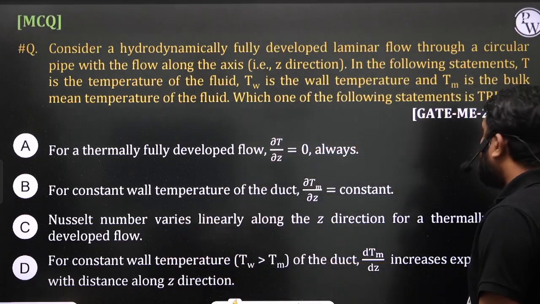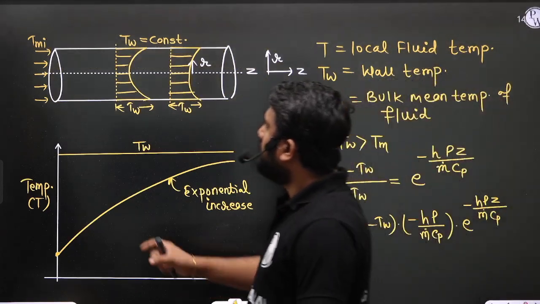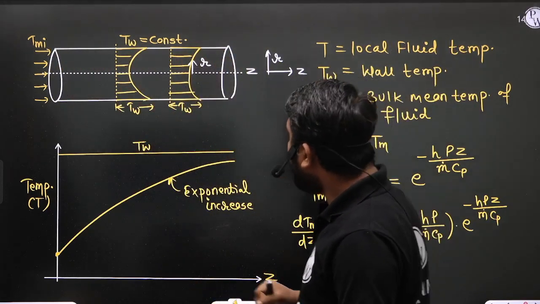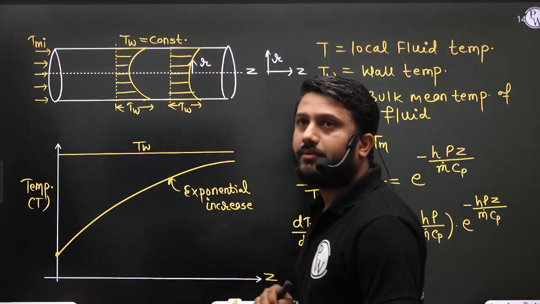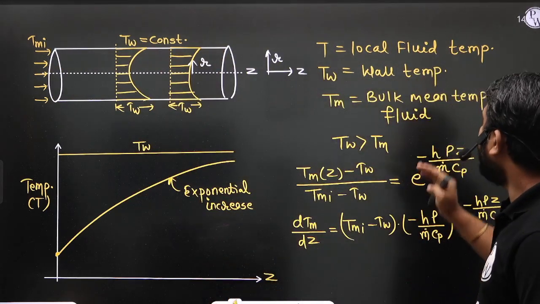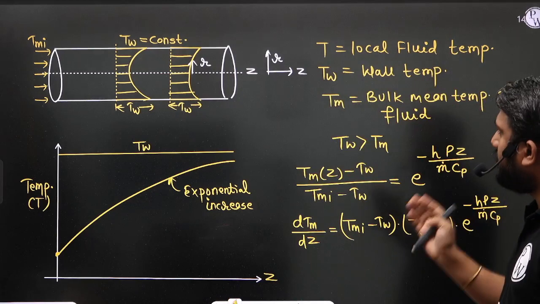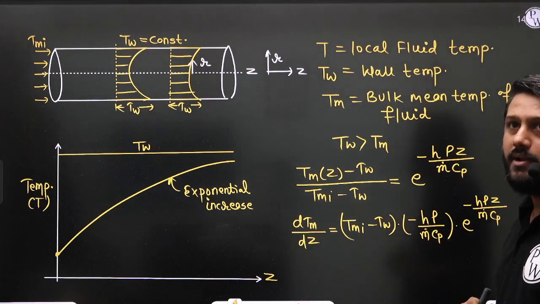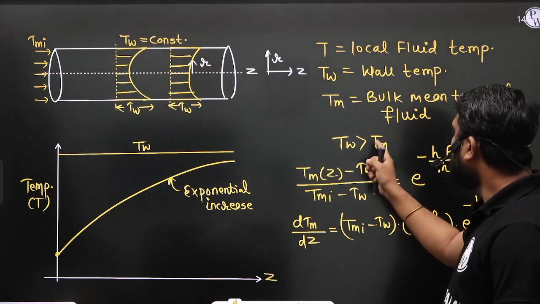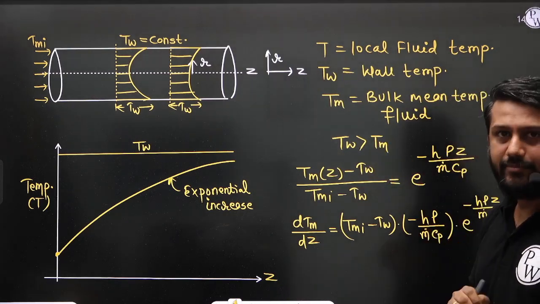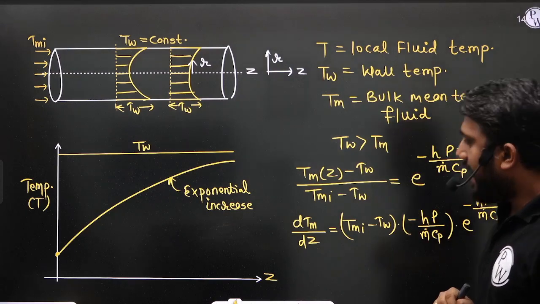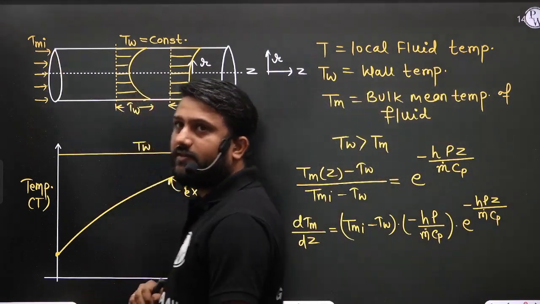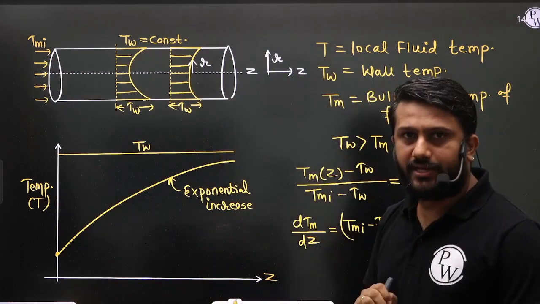Now, if you see this problem, this is the pipe, and the pipe wall temperature is Tw. Local fluid temperature is T, and Tm is the bulk mean temperature of the fluid. It is mentioned in the problem. And for understanding the problem, what I am assuming here, Tw is greater than Tm. And at the inlet of the pipe, the bulk mean temperature of the fluid is Tmi. That I am assuming here.